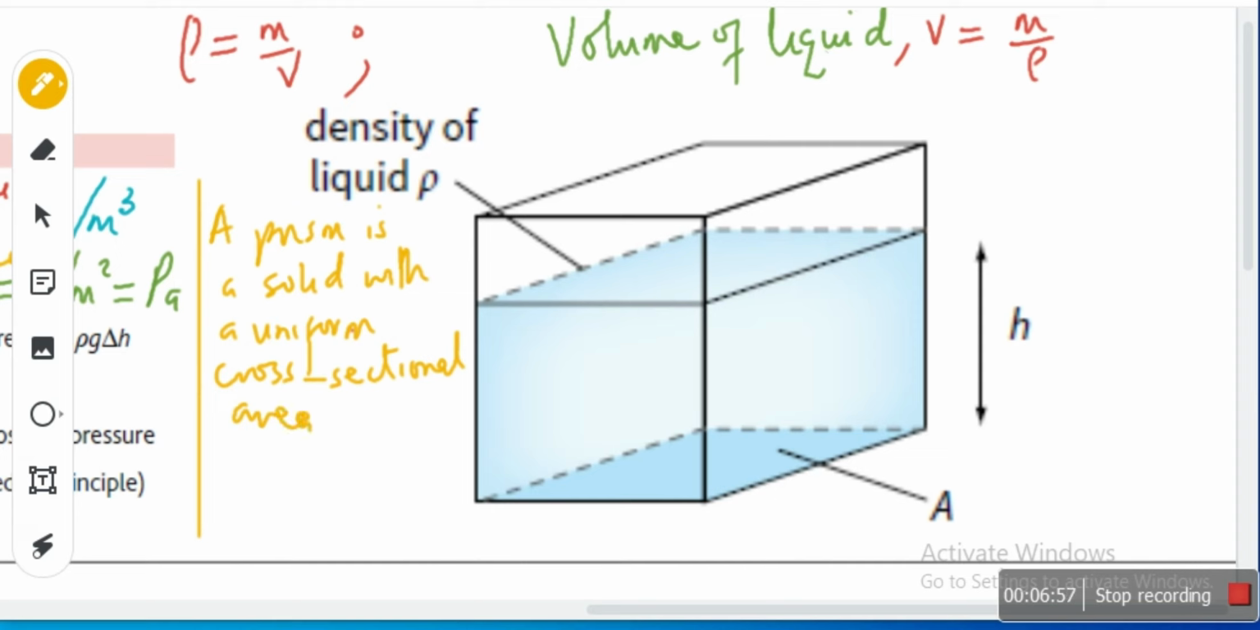Did you see what I wrote? Can you read it out? A prism is a solid or a 3D shape with a uniform cross-sectional area. And this is what I mean.